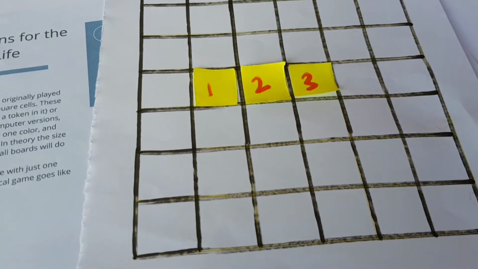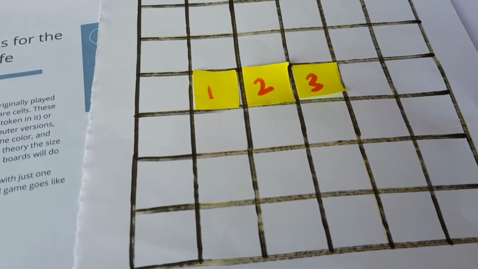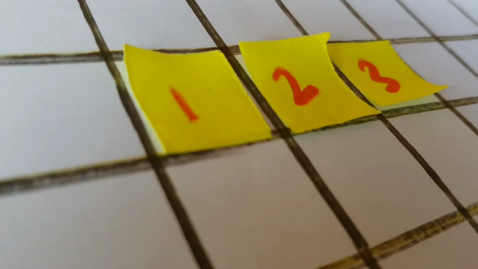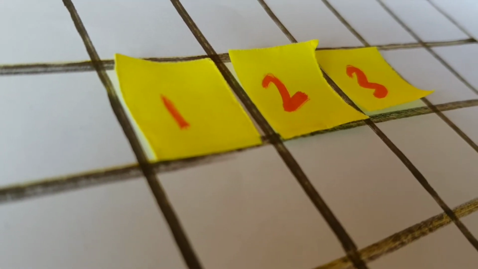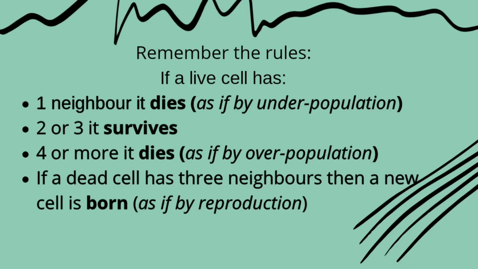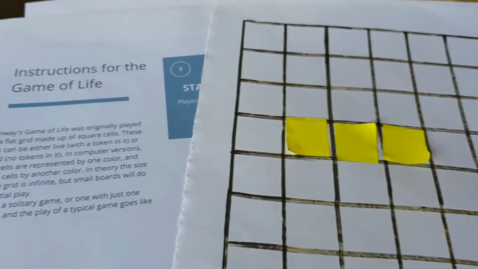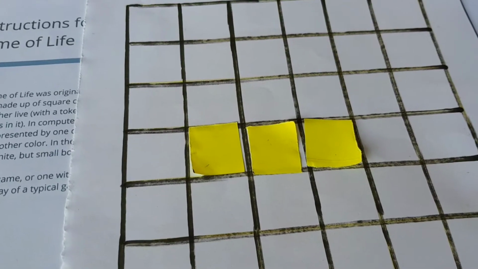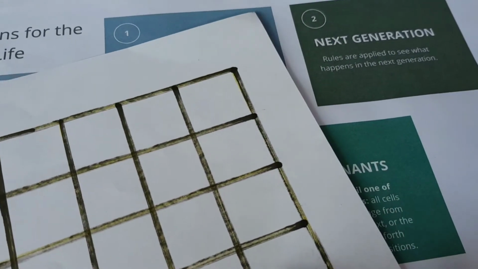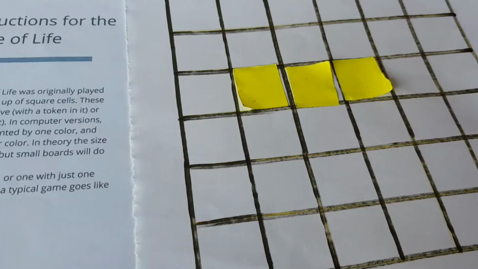play. This is a solitary game, or one with just one player, and the play of the typical game looks like this. You can pause the video and try out this configuration by yourself. Let's apply the rules. Things start to get more interesting here. Starting with the initial setup here, then we move on to the next generation and we apply the rules.